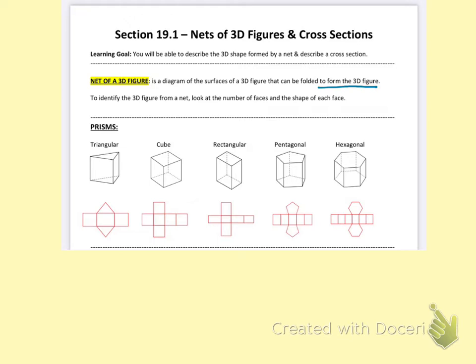To identify the 3D figure from a net, look at the number of faces and the shape of each face. Remember, we have looked at 2 base shapes, called the prisms or the cylinders. We looked at 1 base shapes that had a special point called the vertex, and those were pyramids and cones. And then the 1 shape we've looked at that has no bases is the sphere. So we're going to first take a look at prisms.